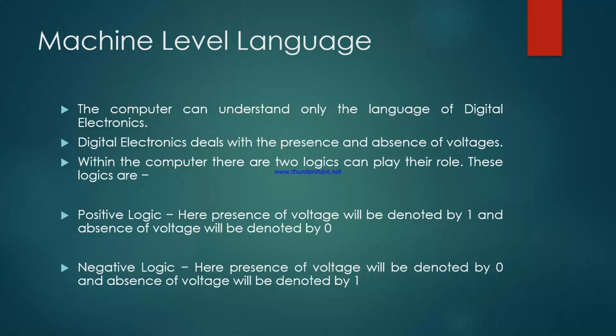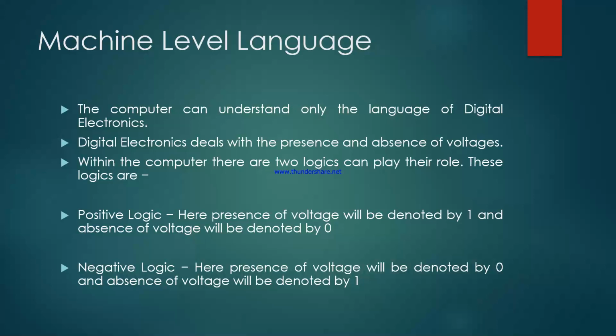Machine level language: as we know, the computer understands only 0 and 1. 0 and 1 are called the binary language. So the computer can understand only the language of digital electronics, and digital electronics deals with the presence and absence of voltage. Within the computer there are two logics that can play their role. These logics are positive logic and negative logic.